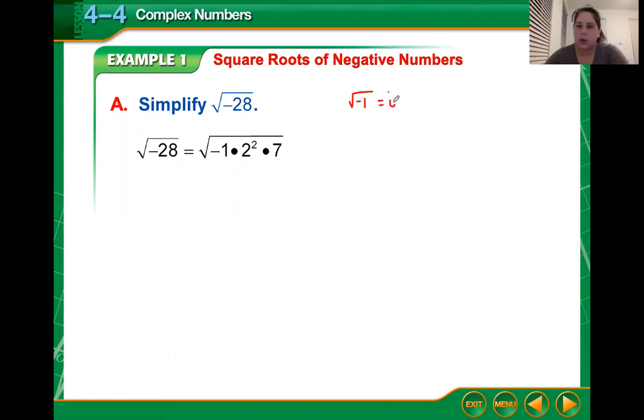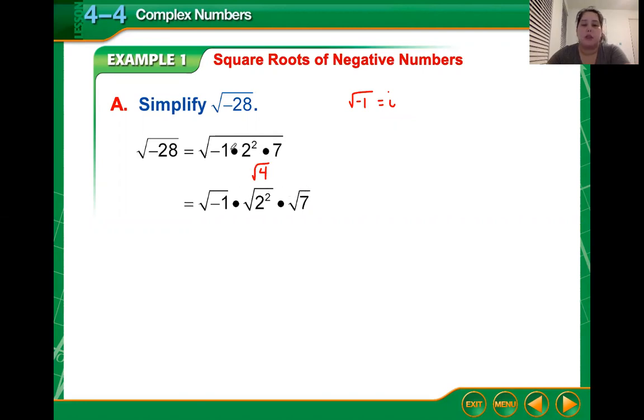So it's very important to know that the square root of negative 1 just equals i, for the imaginary number. A long time ago, somebody got really upset that they couldn't take square roots or work with negative numbers the way that we work with positive numbers, and so they came up with i for imaginary. So we're going to break up the factors into 3 square roots here: the square root of negative 1, the square root of 2 squared, which is 4, is another way to think of it, times the square root of 7.